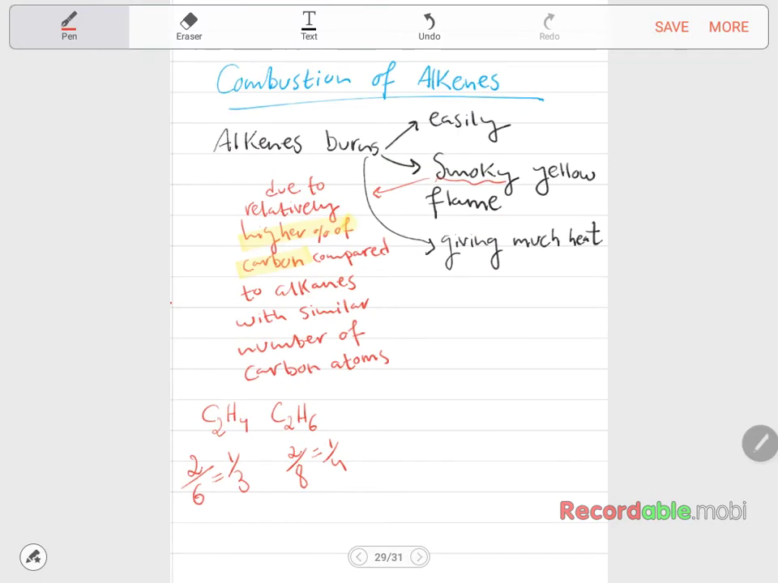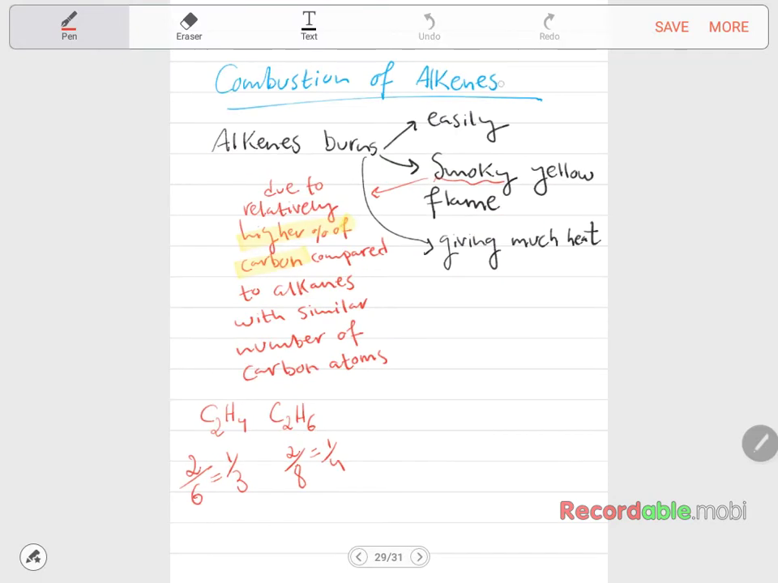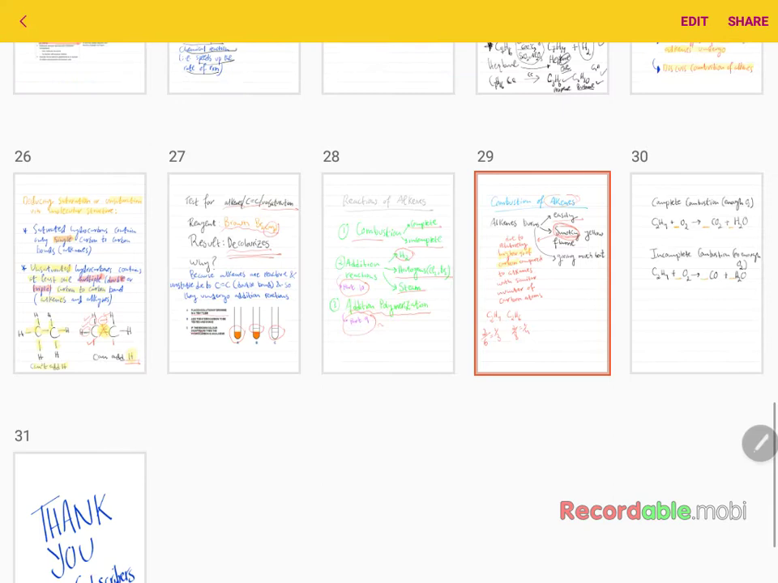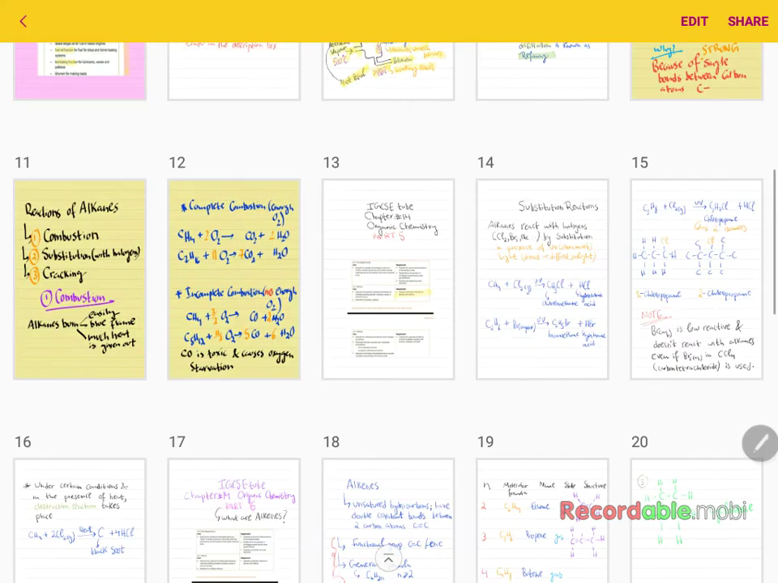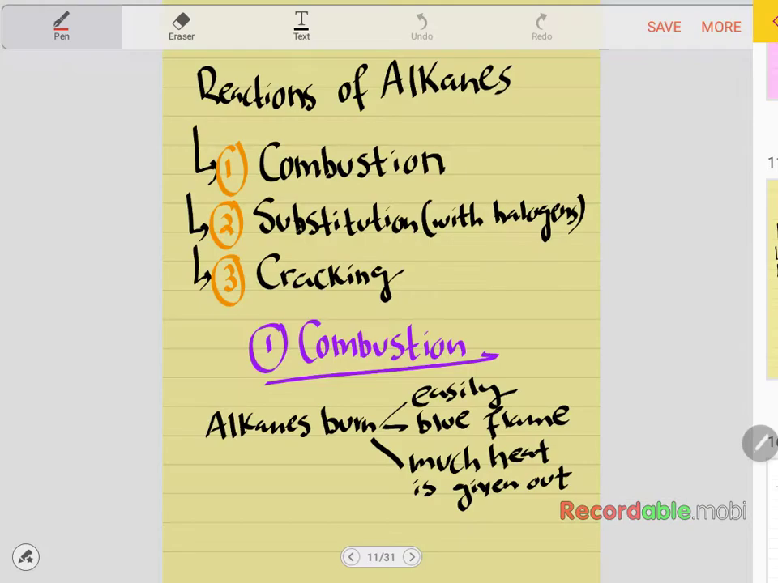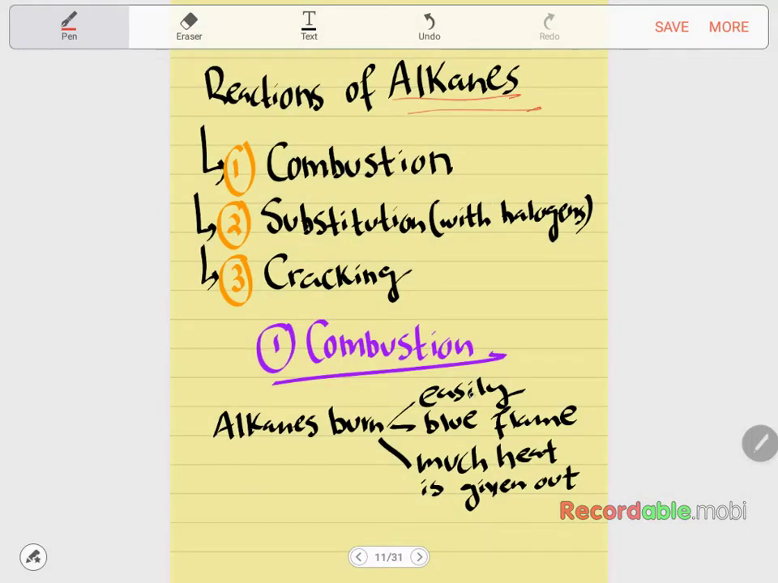Okay, so before we end this video, we want to talk about the combustion of alkenes. Alkenes burn easily with a smoky yellow flame, and they give much heat. It's really important to focus here on the word smoky. If you remember, let's go back to the part where I talked about the alkanes. When I was talking about the combustion of alkanes, we said they burn easily, blue flame, much heat is given out. We didn't say there is a smoky flame or anything like that.